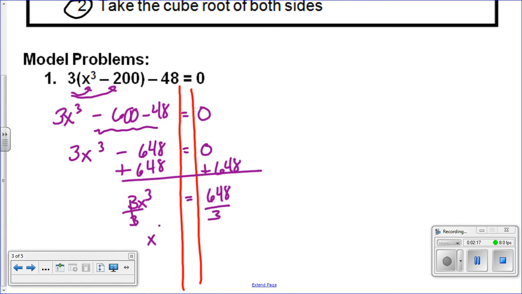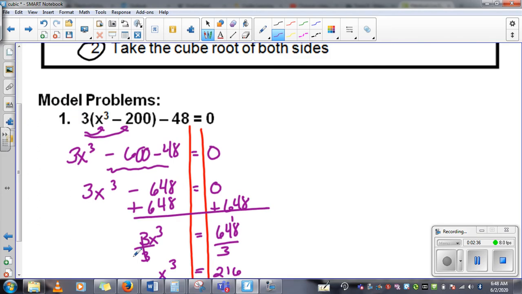So now we have x to the third power is equal to, now let's see, 3 goes into 6 twice with no remainders. 3 goes into 4 once with 1 remainder. 3 goes into 18 6 times. So x to the third is equal to 216. Now I'm going to pull out my calculator here.